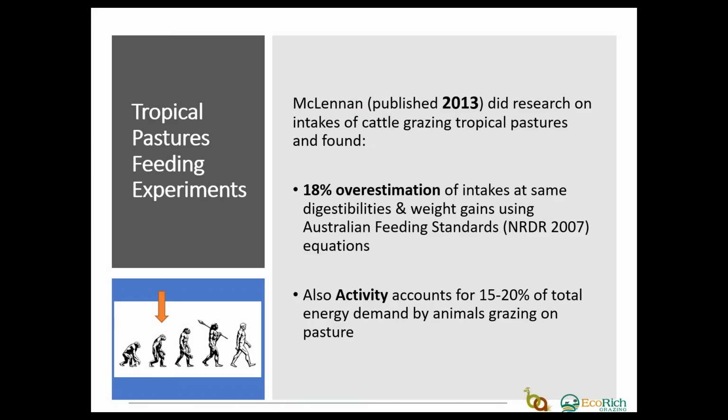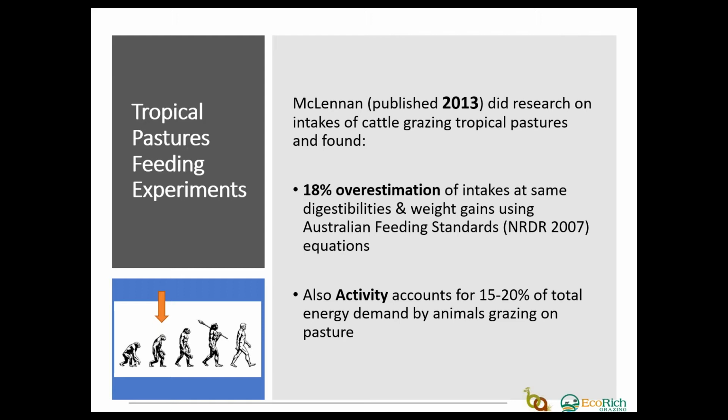And just stepping back and having a look through history, in 2013, Stu McLennan published a lot of that research of those pen feeding experiments that he and Dennis had conducted on cattle being fed tropical pastures, and he found that the Australian feeding standards overestimated intakes on tropical pastures at the same digestibilities and weight gains by 18%. So that's a significant difference, and we've catered for that with this new methodology.